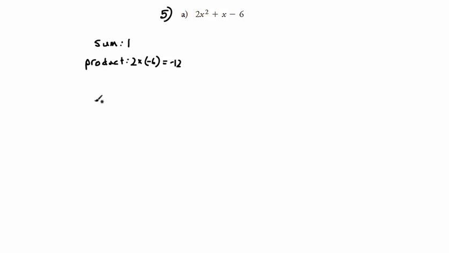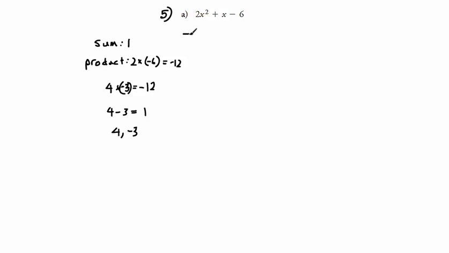So what are the two numbers? Well, we know that 4 times 3 equals 12. And since it's minus 12, we need to put a negative sign on one of these numbers. And since the sum is 1, we have to put the negative on the smaller number. So that's 4 times minus 3, which is minus 12. And 4 minus 3 equals 1. So the two numbers are 4 and 3, or 4 and minus 3.